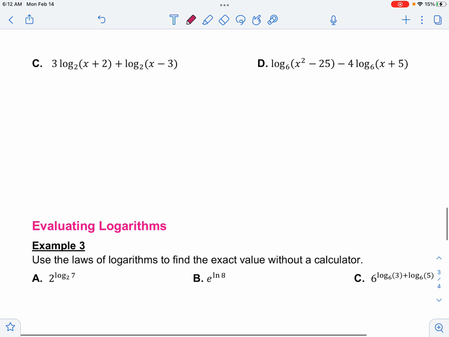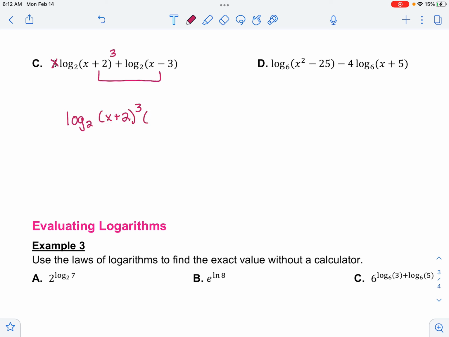So this one, we're going to put the 3 up on top. And then all we have to do here, these are the arguments, and we have a plus sign there, so we're going to multiply. Log base 2 of x plus 2 to the 3rd times x minus 3. And that's the entire argument of my log. Okay?